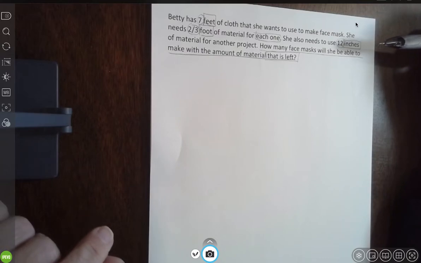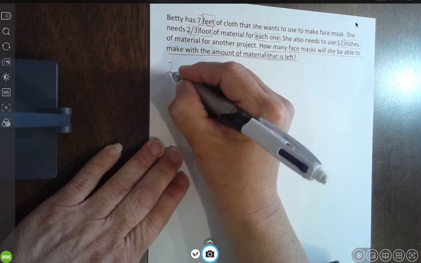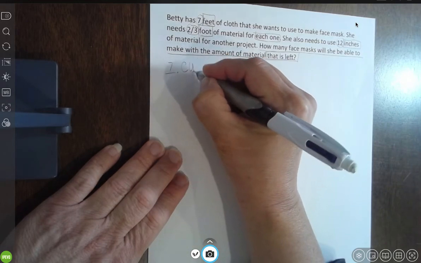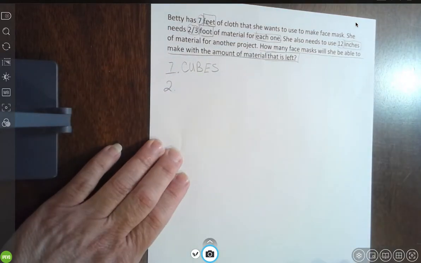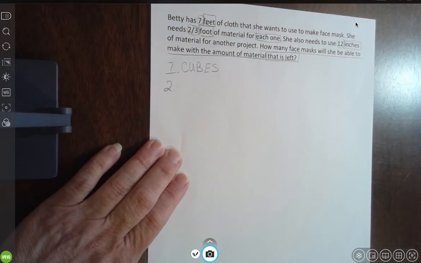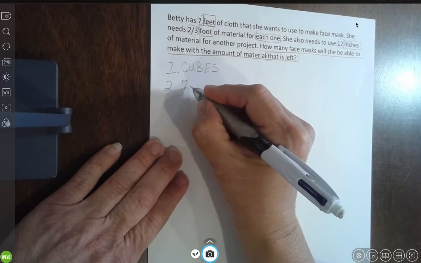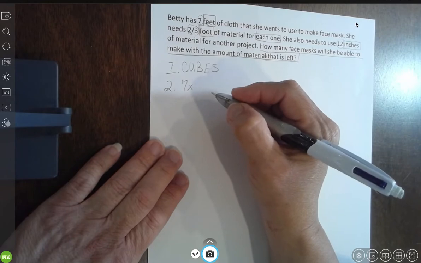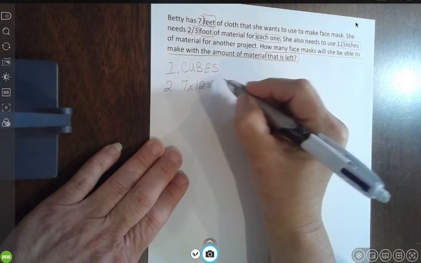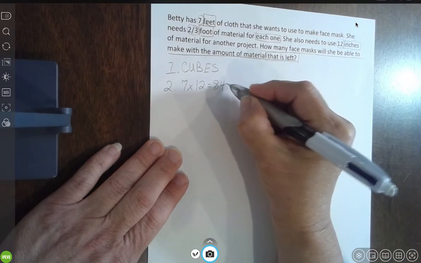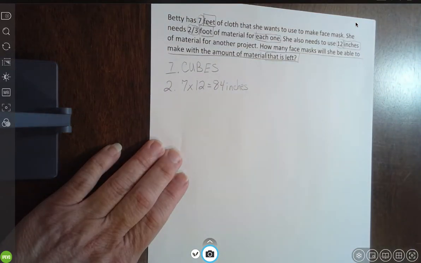Now I'm going to solve. So that was step one. I cubed it. I used cubes. Step two, I'm going to convert the 7 feet to inches. So 7 times, let's see, there is 12 inches in a foot. 7 times 12 equals 84. So I know I have 84 inches of material.